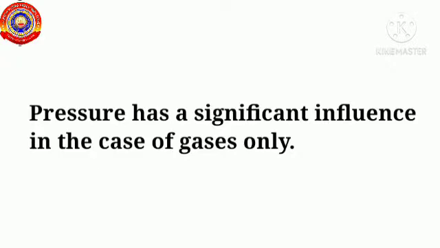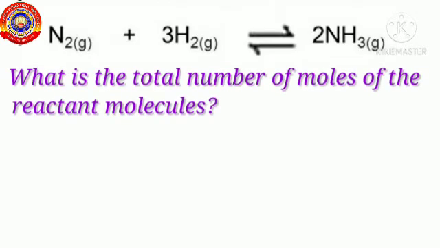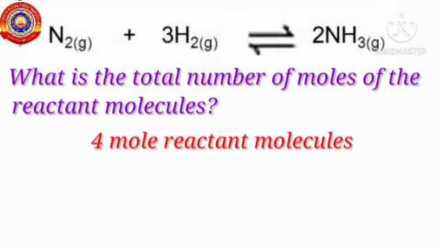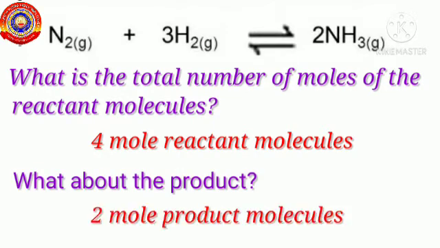Dear students, it's very important to keep in mind that pressure has a significant influence in the case of gases only. Let's examine the influence of pressure in the manufacture of ammonia. Consider this equation. What is the total number of moles of the reactant molecules? Yes, you are right. 4 mole reactant molecules. And what about the product? Very good. 2 mole product molecules.